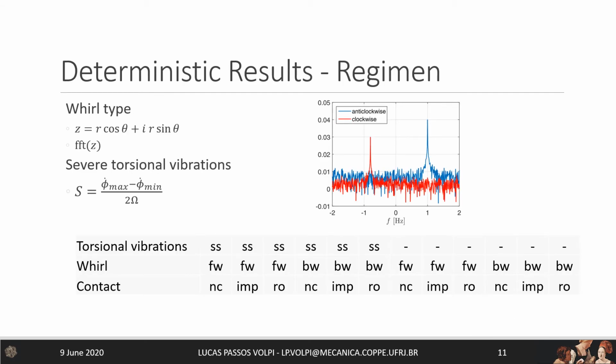The deterministic results regard regimen identification. For that, each type of phenomena is identified separately. To identify the whirl type, lateral displacement data was rewritten in complex polar coordinates. In sequence, a fast Fourier transform was applied to it, providing real frequencies. If the real frequency of highest amplitude is positive, then it is defined as forward whirl. Otherwise, it is classified as backward whirl.